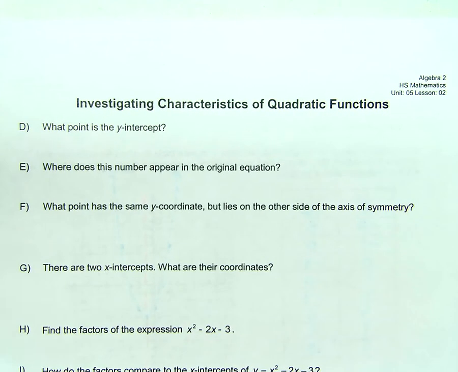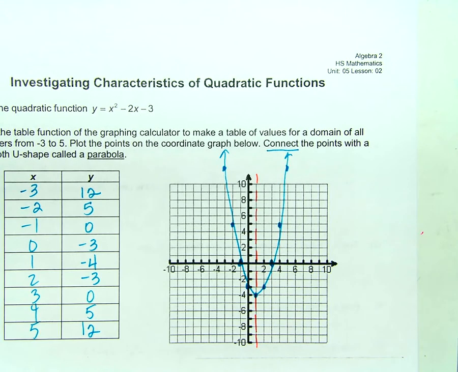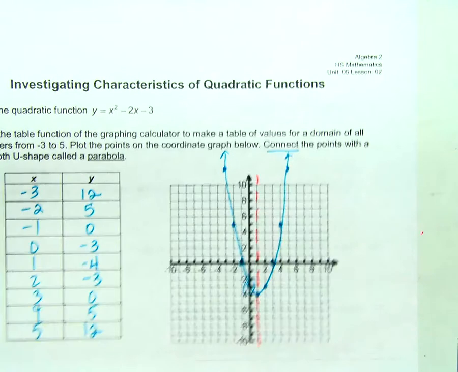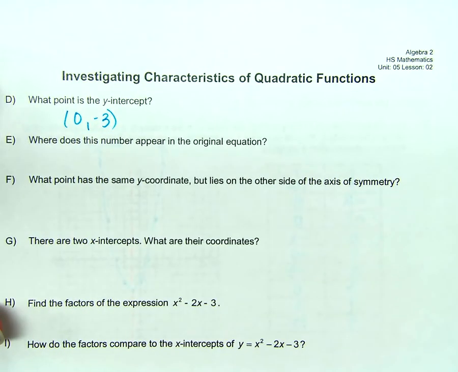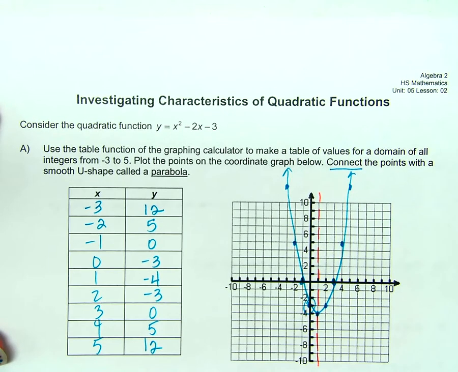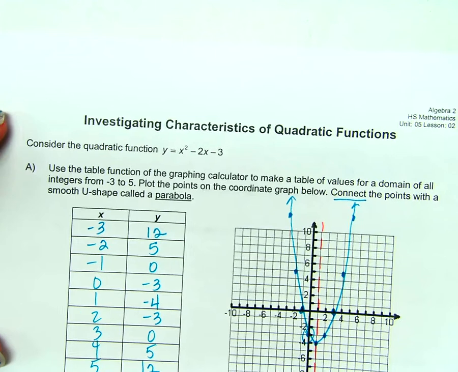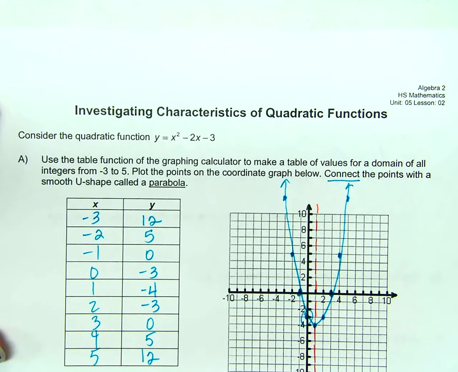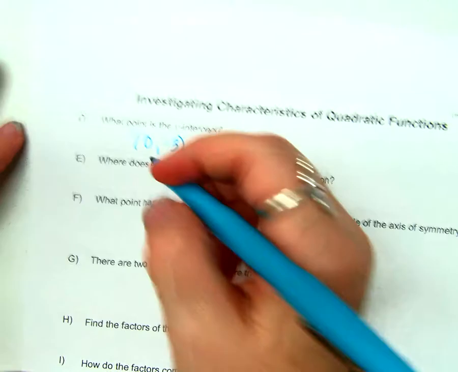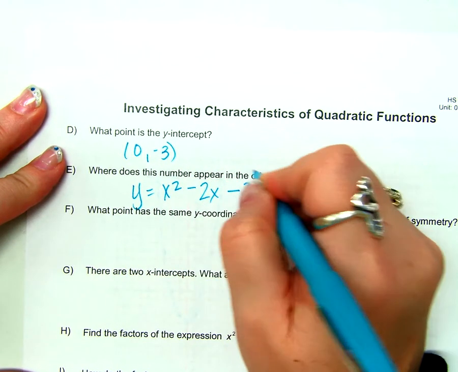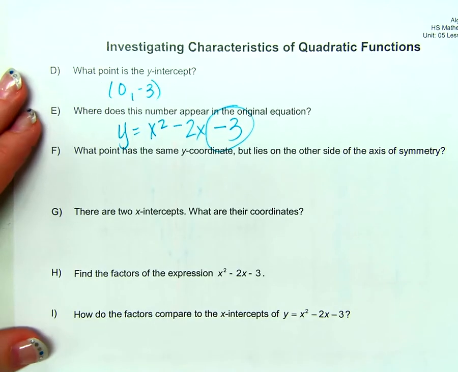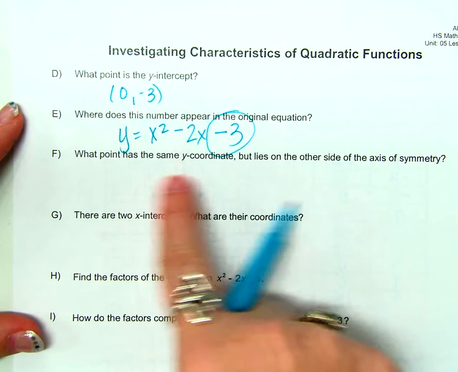What point is the y-intercept? Y-intercept crosses the y-axis, right? 0, -3. Where does this number appear in the original function? It says y equals x squared minus 2x minus 3. It's right there, isn't it? You could just write what I wrote.